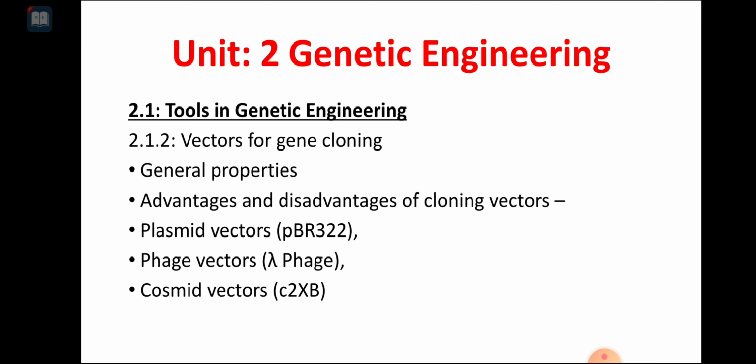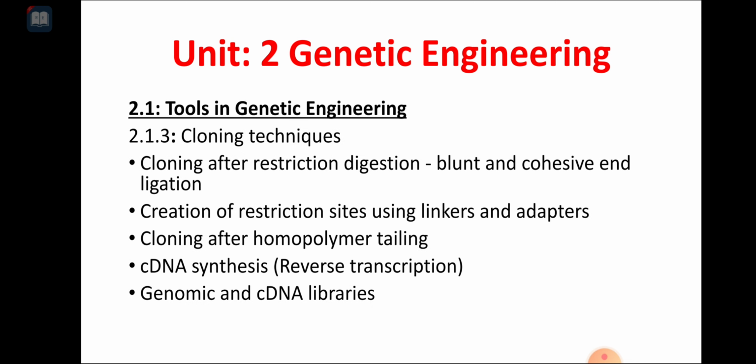In the next chapter, you're going to study the vectors, because the vector is one of the most essential components as far as recombination or genetic engineering is concerned. There are many vectors developed. So what are these vectors? What are their general properties? What are the advantages and disadvantages? And what are the different vectors which are used in genetic engineering?